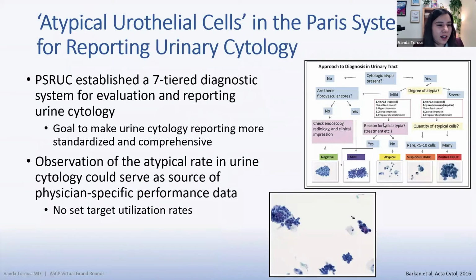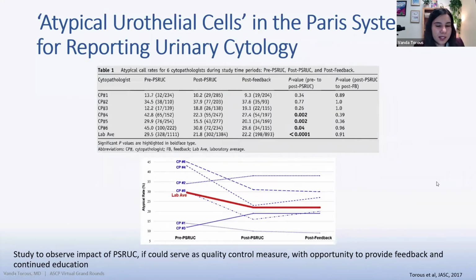Now, how about urinary cytology? We have the Paris System, which established a 7-tier diagnostic system for evaluation and reporting of urine cytology, with the goal to make urine cytology reporting more standardized and comprehensive. While there are no really set target utilization rates for atypia here, we could perhaps start using this as well in certain scenarios. This was a study that we had done out of Beth Israel Deaconess Medical Center a number of years ago, when we had first implemented the Paris System criteria.